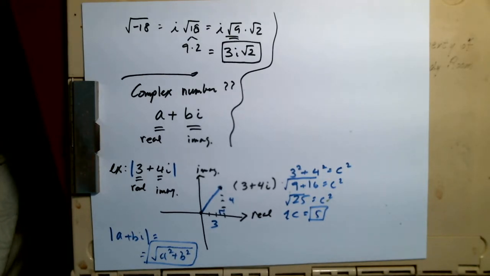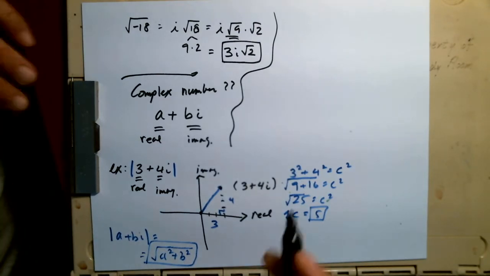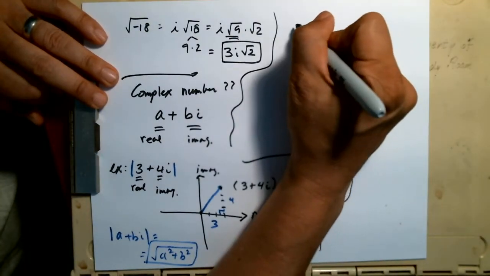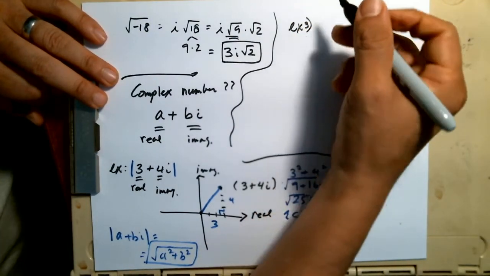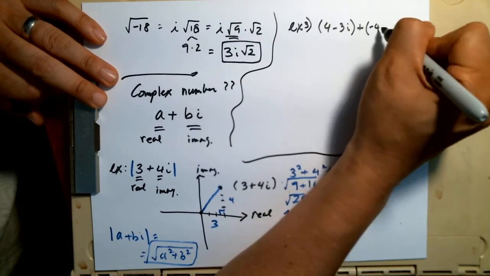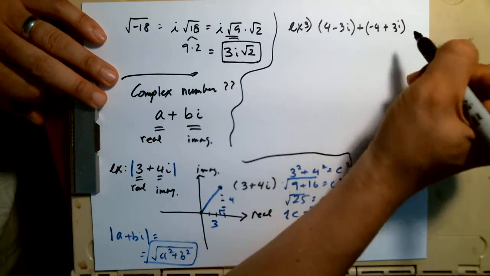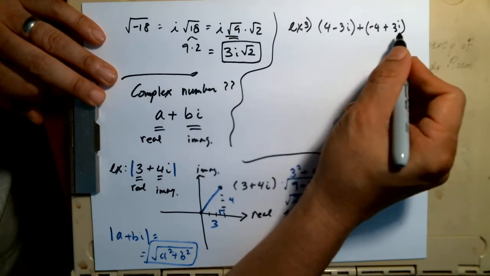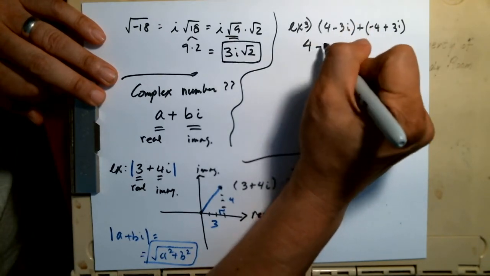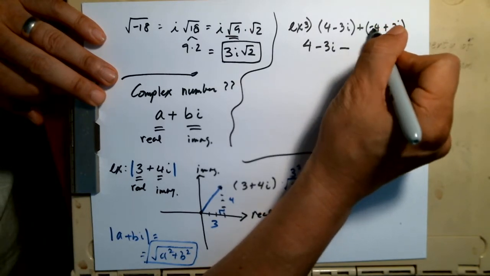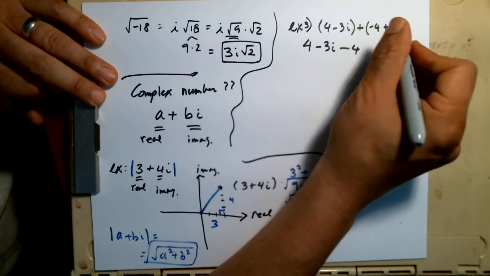So let's try to do a little bit more problems, and then we'll go to about the 15-minute mark, and this is phase 1. So let's try another one. Example number 3 from the book. 4 minus 3i plus negative 4 plus 3i. What do we get? So since we're adding, we don't have to put these parentheses anymore. Just write 4 minus 3i minus 4. Distribute the plus and the minus 4. And then plus 3i.